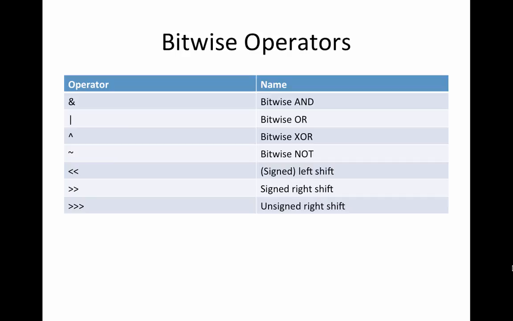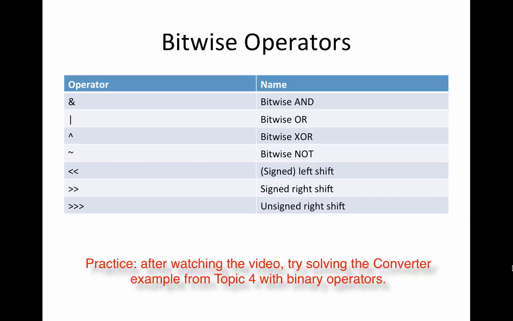We can take two numbers and perform operations among their bits at the bit level. For example, we can take two bits and perform a bitwise AND operation. If both bits are 1, the result will be 1, otherwise the result will be 0. A bitwise OR operation will result into 1 if at least one of the bits is 1. The XOR will result into 1 if the bits are different. We have 1 and 0 or 0 and 1.